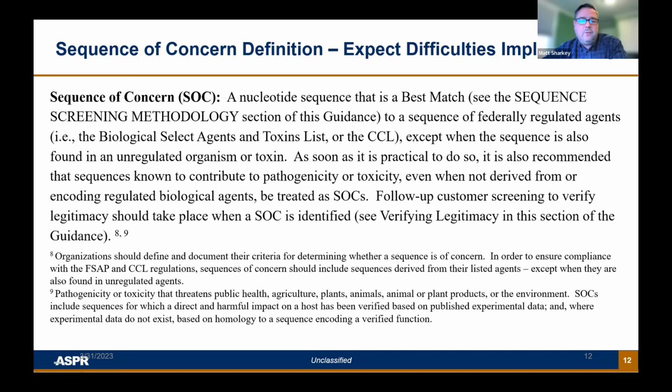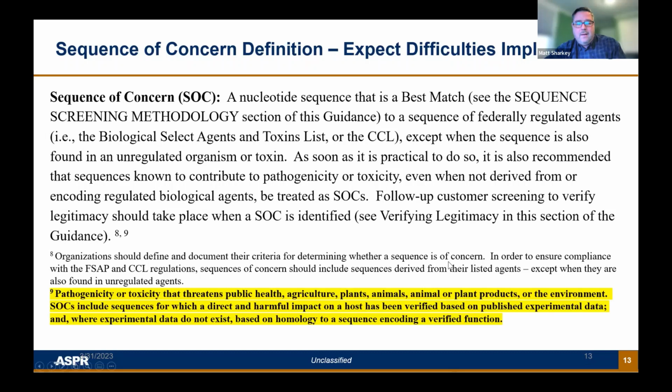In the 2010 guidance, it was just suggested that anything from BSAT or CCL that is unique to those agents should be considered a sequence of concern. Whereas now we're saying, if you're going to go beyond those lists, the only sequences that you should consider to be of concern are those that contribute to pathogenicity or toxicity. I'm going to leave it to the bioinformaticists here to let you know how you might want to do that. And I just want to point out that it's further expanded in that we're talking about pathogenicity or toxicity that threatens public, agricultural, plant, animal, or plant products, or the environment. So that's a huge definition.